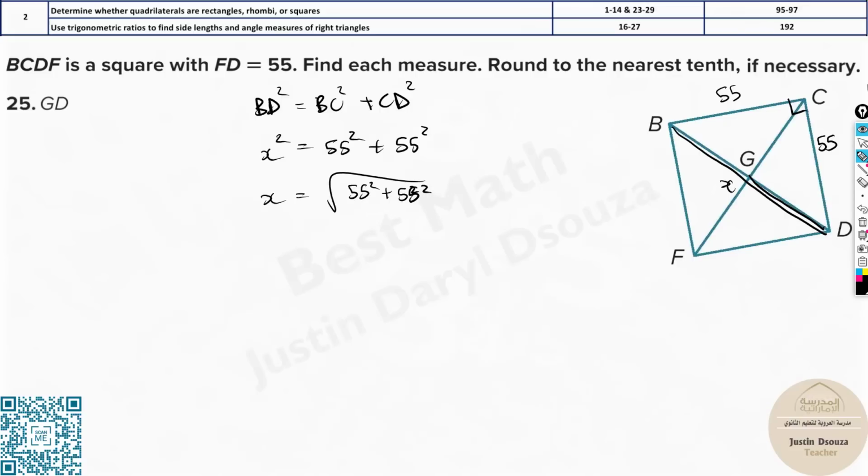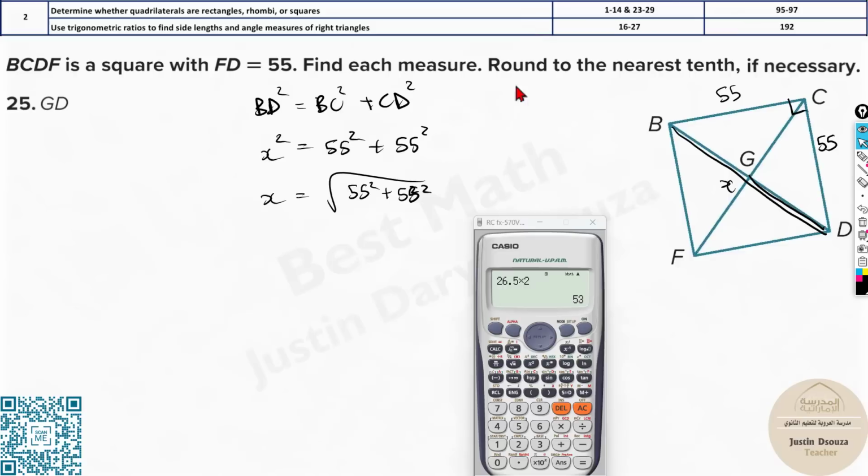This is basically 2 times. Anyways, we'll directly put it in the calculator and solve. Here you need to just put the square root. 55 squared, you can times it by 2 because it's the same number. It is 77.78. But this is not the answer. You need to divide this. Now let me just write it over here. X is 55 root 2. But now when you divide this by 2, it will be 38.89. That's 55 root 2 divided by 2 will be the answer.